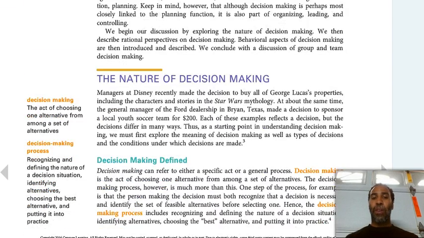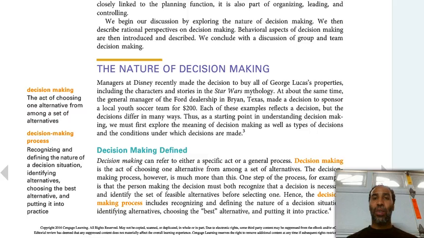All right. So the nature of decision making. What is decision making? Decision making is the act of choosing one alternative from among a set of alternatives. You are going to make decisions every single day. You make a decision to get out of bed, go to work, go to school, things of that nature. You should make those appropriate decisions. But some days, maybe if you went out too much last night, you don't make the correct decision to get up. But that's a byproduct of what you did the prior night.